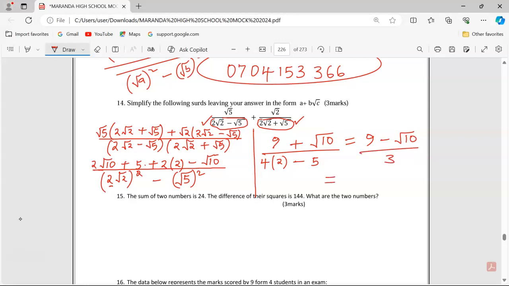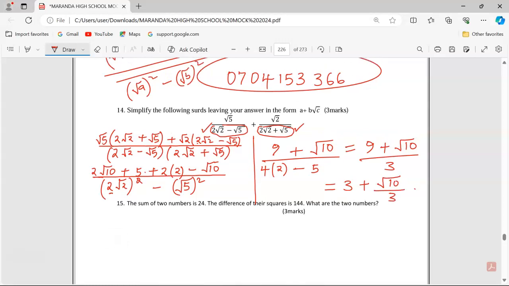So now we can simplify 9 over 3. This gives us 3, plus, this is a positive, sorry, then plus root 10 over 3. So this is the simplest form for the above surds.